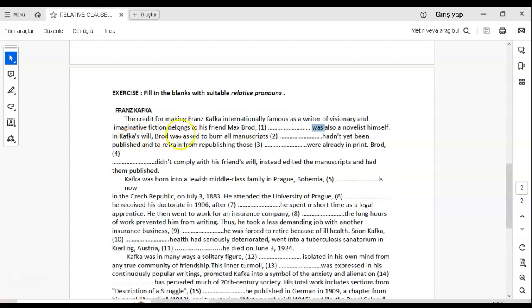In Kafka's will, Brod was asked to burn all the manuscripts, and so manuscripts is the object, and so it's a thing, and so for that reason we use which hadn't yet been published, and to refrain from republishing those. Here those, again, you're talking about the books or manuscripts, and so you use which were already in print. And so Brod, you're talking about the man, his friend Max Brod, and so who didn't comply with his friend's will, instead edited the manuscripts and had them published.